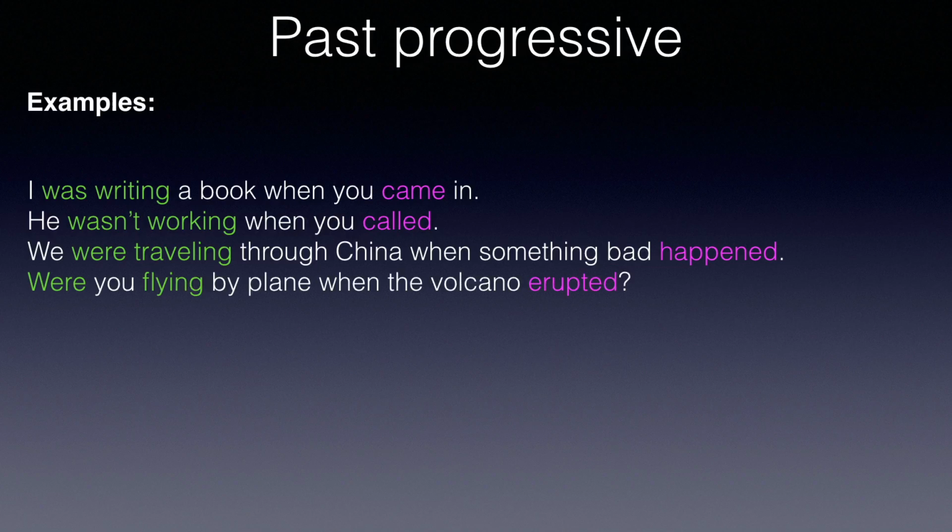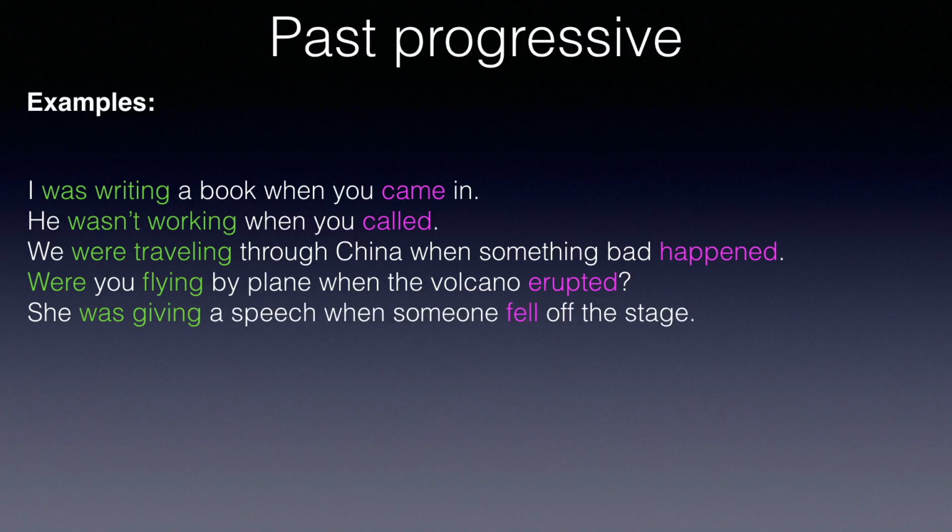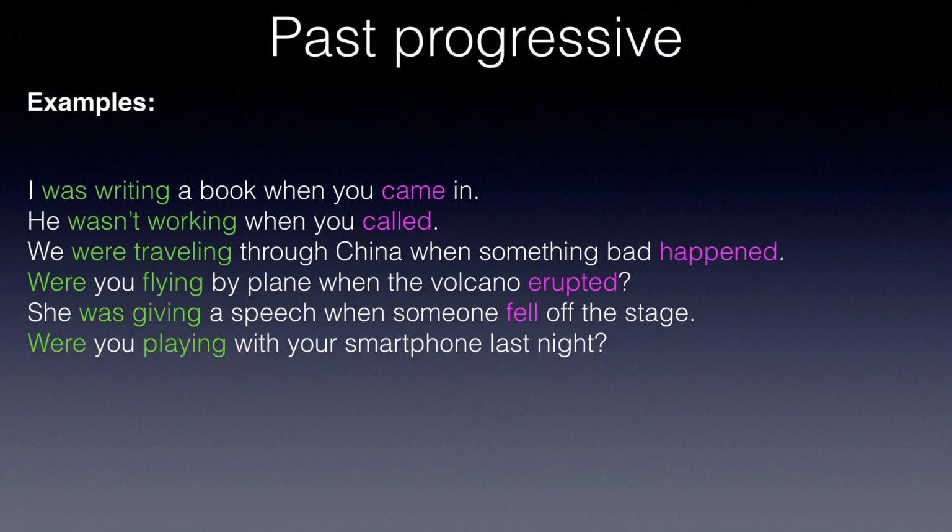Next example is, were you flying by plane when the volcano erupted? So I'm asking, were you on the plane when this happened? Next example, she was giving a speech when someone fell off the stage. Okay, so the speech taking a long time and boom, someone falls off the stage. And were you playing with your smartphone last night? Here we've got the examples and immediately the contrast between past progressive and simple past.